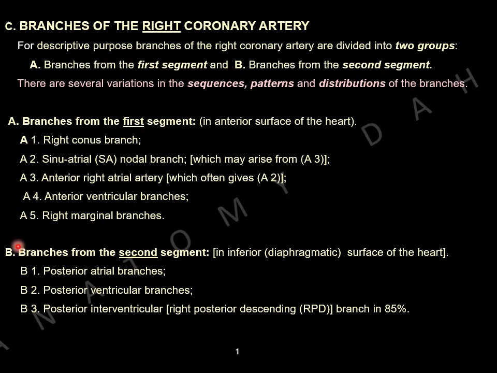From the second group, that is the second segments of the right coronary artery, the first one is posterior atrial branches. The second, posterior ventricular branches. The third, posterior interventricular, that is right posterior descending RPD branches in the 85% of the cases.